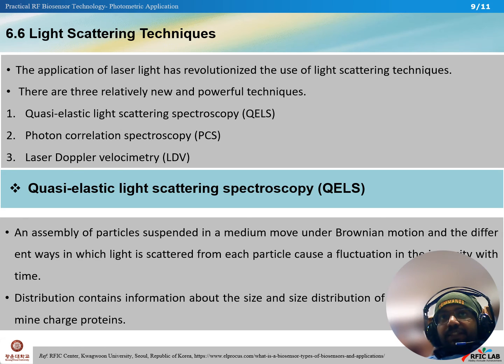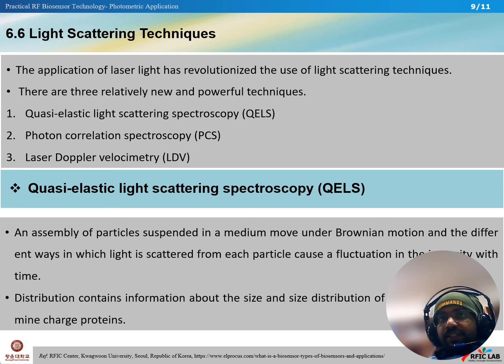Now the light scattering techniques used for sensing. With the application of this, we use laser light, which has revolutionized light scattering techniques. There are three relevant ones, and these are also new and powerful techniques for sensing: quasi-elastic light scattering spectroscopy, photon correlation spectroscopy, and the last is laser Doppler velocimetry.